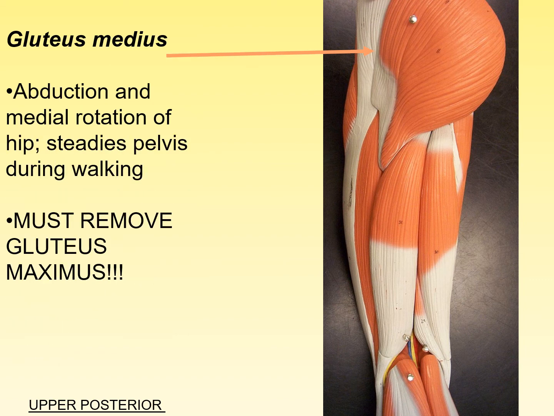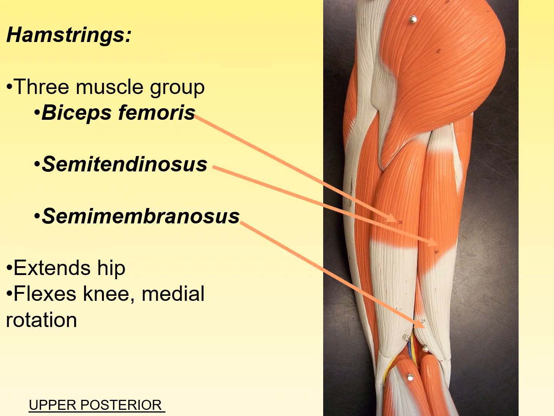The gluteus medius is below it, so you have to remove that muscle on a model in order to see it. It is also going to help steady the pelvis when you're walking. It is involved with abduction and medial rotation of the hip. The hamstrings include the muscles biceps femoris, semitendinosus, and semimembranosus, involved with extending the hip, flexing the knee, and medial rotation.